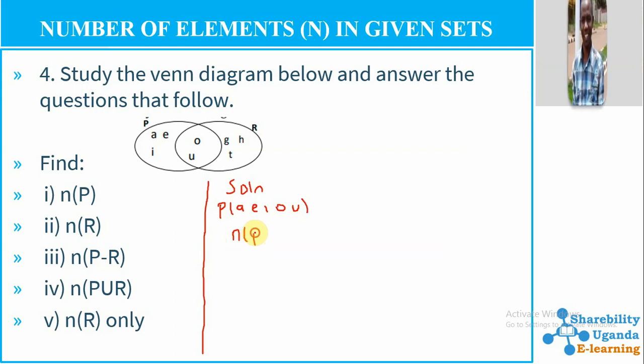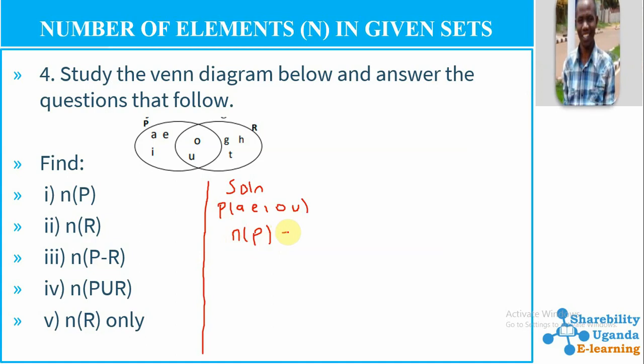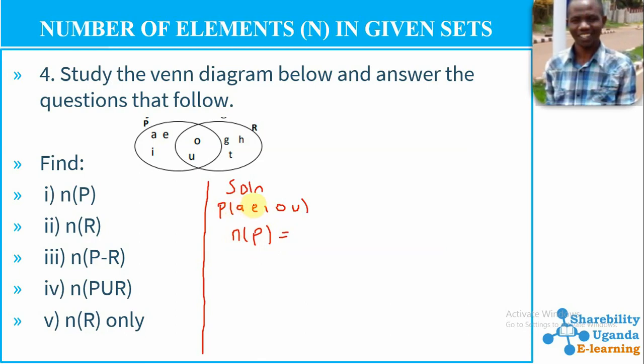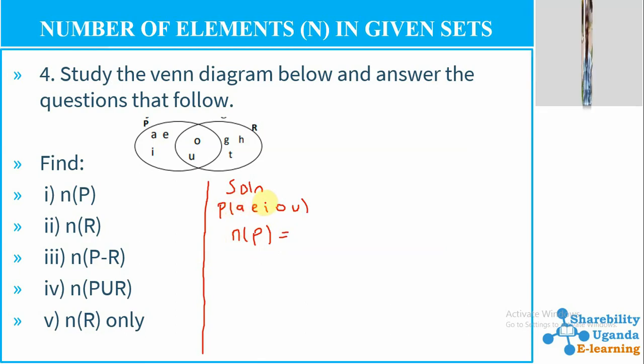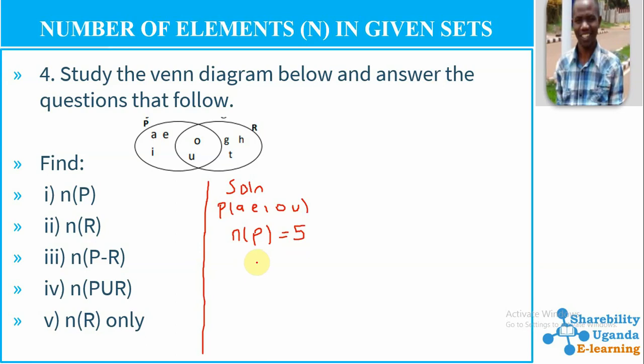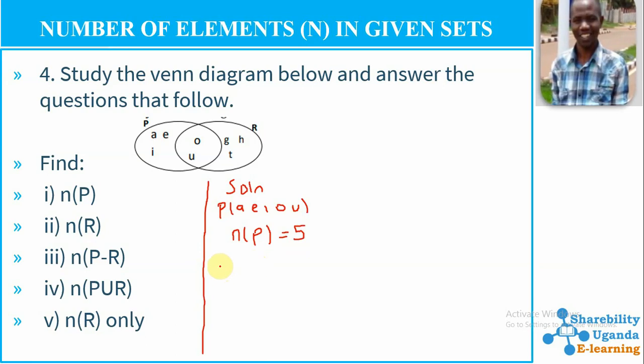Now we can say the number of elements in our set P is equal to, you just have to count them because they want to know how many. This is one element, the second element, the third element, the fourth element, and the fifth element. That means the number of elements in our set P is equal to 5. Then we come to the number of elements in our set R.